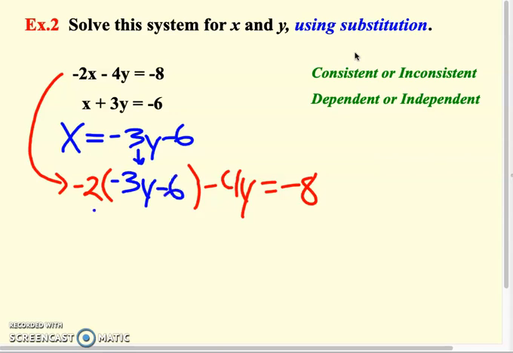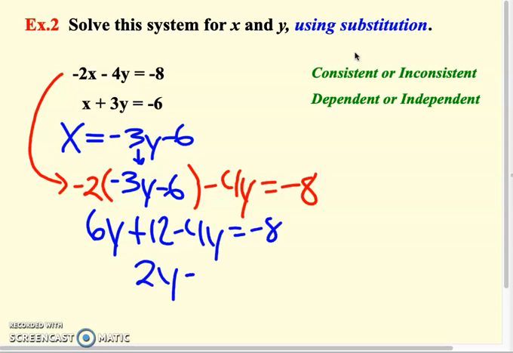Now comes the cleanup part of the problem, so we're going to distribute. Get your terms combined, so my y terms would be 2y, subtract that 12 to the other side, -20, and y is equal to -10. Now, one thing to keep reminding yourself is that that's only half of a solution. Right now, you know this much.